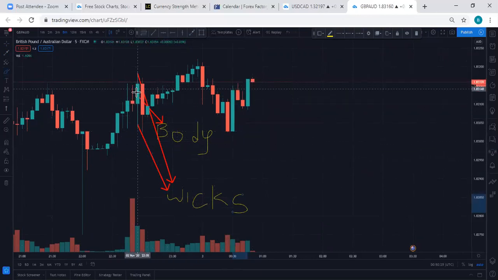So the candle has a body. The body is the thicker part, and it applies to both red and green. And then the wick is the thinner part that appears on some, on top and below. On others, you don't see a wick on the candle. That means something, and I'll be explaining that soon. So let me get rid of this.